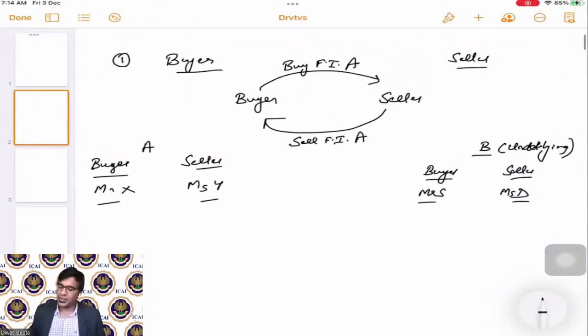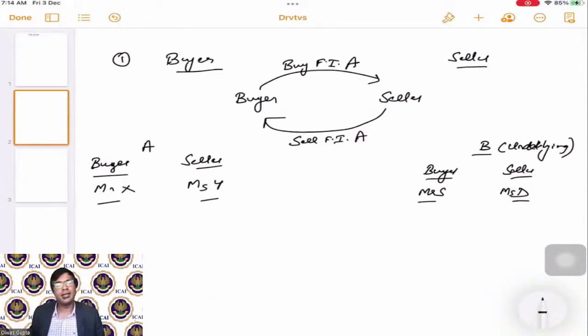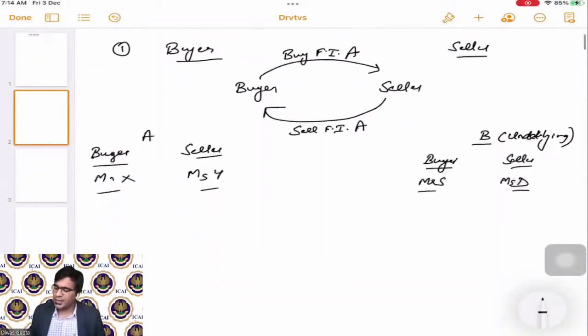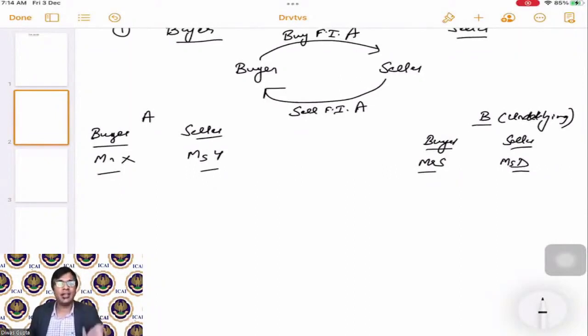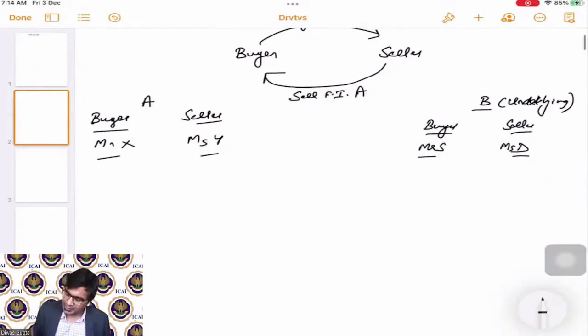Okay, so this is my first point. The buyer and seller are pretty much separate. There has to be a buyer and seller of a derivative. Then only the derivative will come into existence. If there is no buyer and seller, or if there is only a buyer and no seller, no derivative can come into existence. Okay. Now, second point.